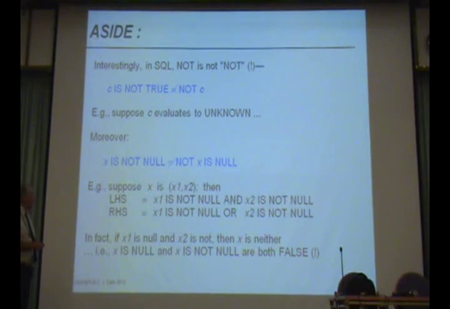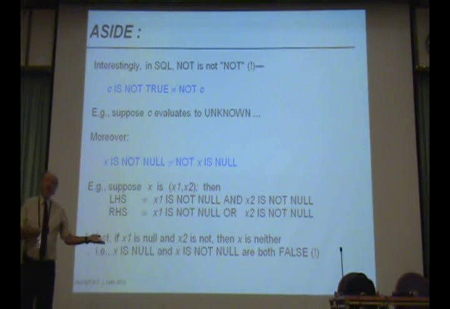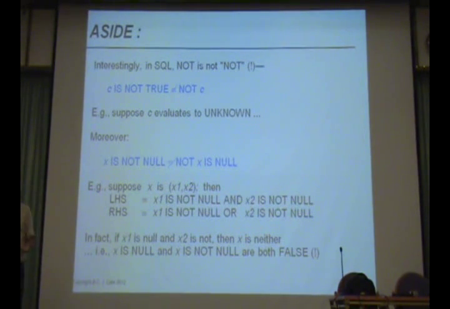Here's an example. Suppose X is a row containing X1 and X2. Well, the left-hand side is defined to be X1 is not null and X2 is not null, and the right-hand side is X1 is not null or X2 is not null. They're not the same. In fact, if X1 here is null and X2 is not null, then X is not null and not not null. It's neither null nor not null. These folks have never heard of the law of the excluded middle. So you can have things in SQL that are neither null nor not null. See the kinds of problems of interpretation that are likely to occur.